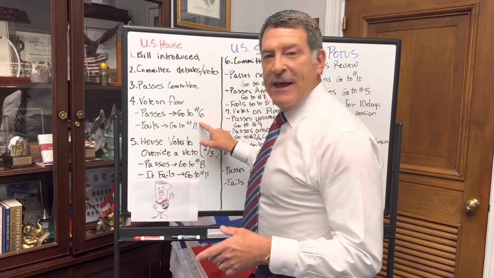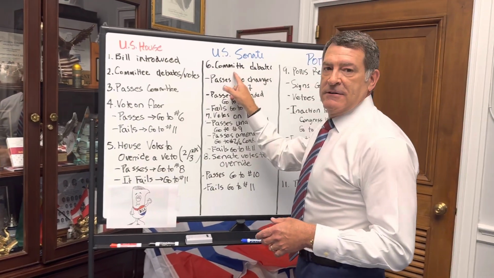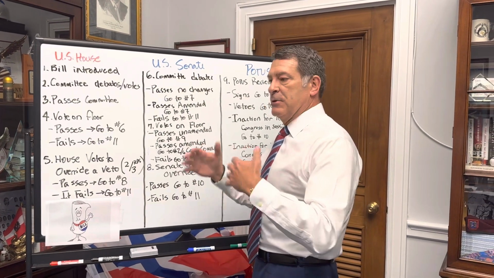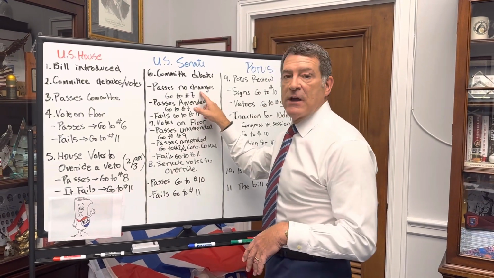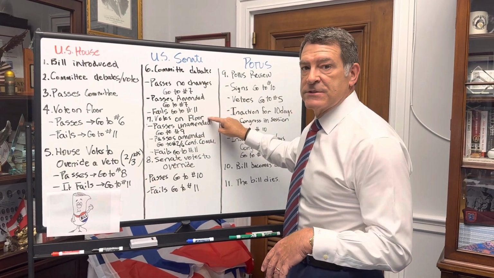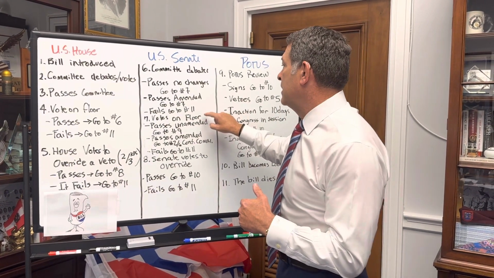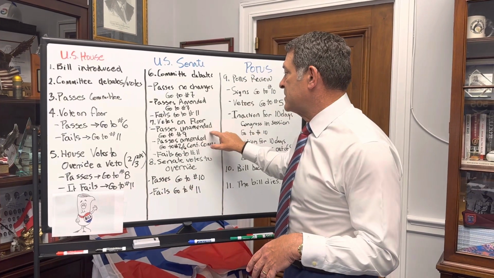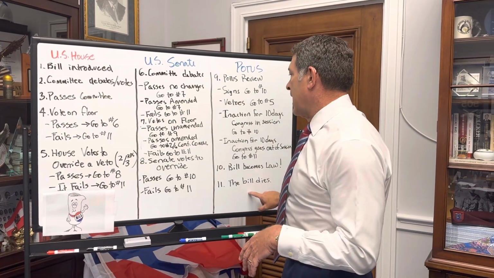But anyway, if it passes, it goes to the Senate. And the Senate committee, the relevant committees there, entertain the bill, they put amendments on it. If it passes without changes, then it goes to the floor of the Senate. And we'll come back to that in just a moment. If it passes amended, it also goes to the floor of the Senate. And if it fails, it dies.